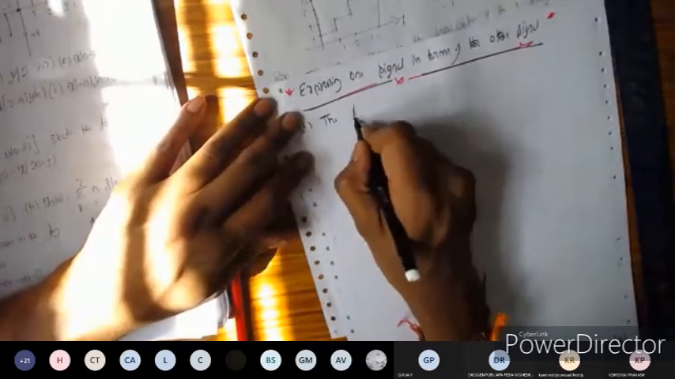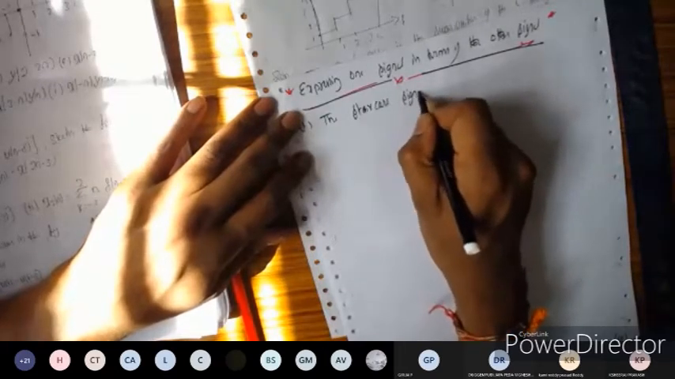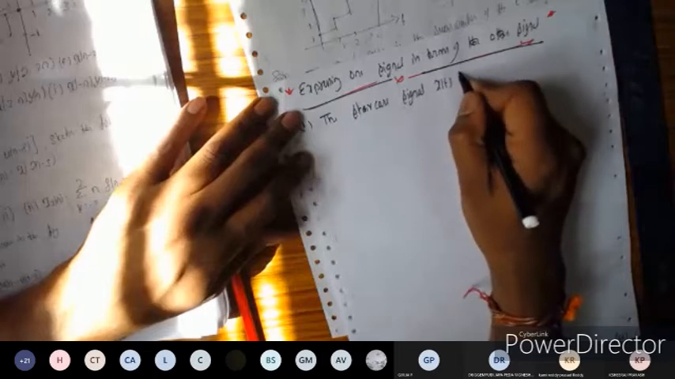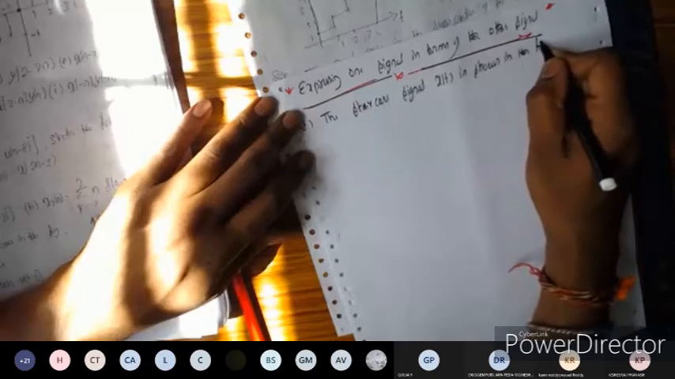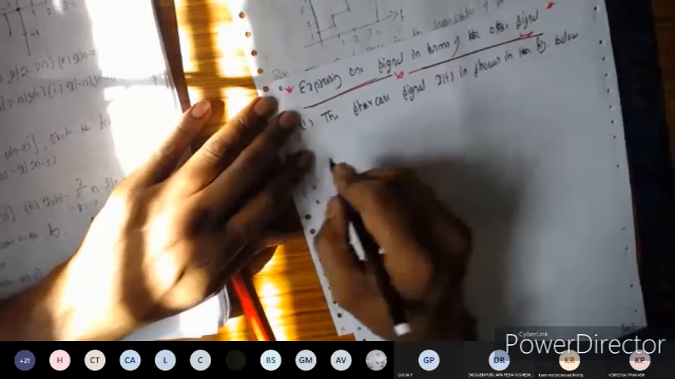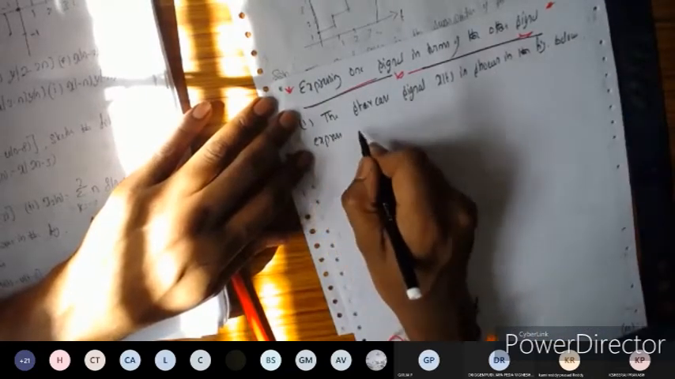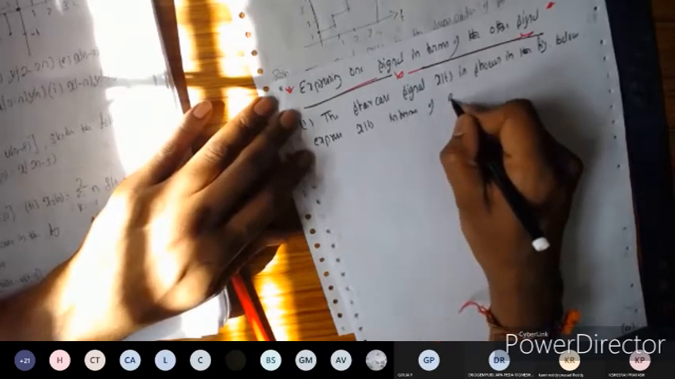We'll express here. Take the problem: the staircase signal x of t is shown in the figure below. Express x of t in terms of g of t.